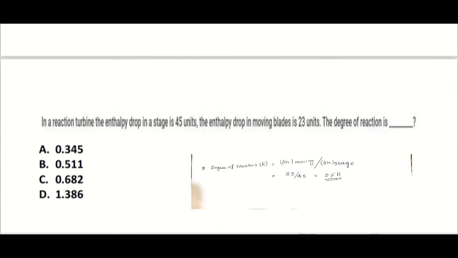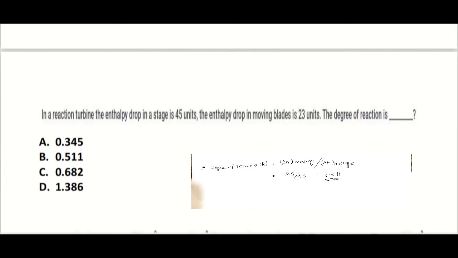The equation for the degree of reaction is equal to the enthalpy drop in the moving blade divided by the enthalpy drop in the stage. That will be equal to 23 by 45, which is 0.511. Option B is the right answer.